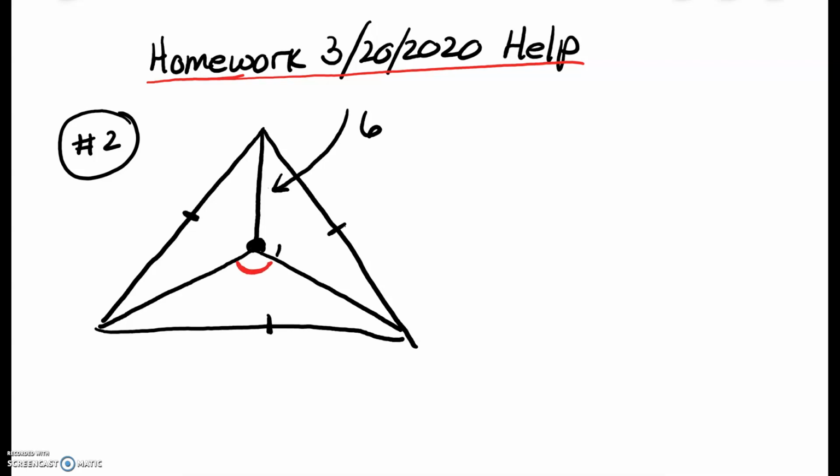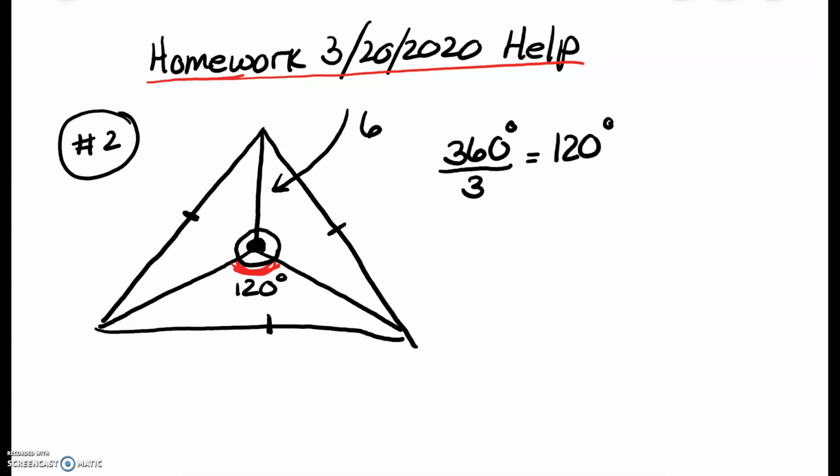I know if I continue and go all the way around this circle, that's 360 degrees, but I broke this circle up into 3 equal parts. So I'm going to find the measure of one of those. That's 360 degrees divided by 3 equal parts. It's 120 degrees in one of these parts.